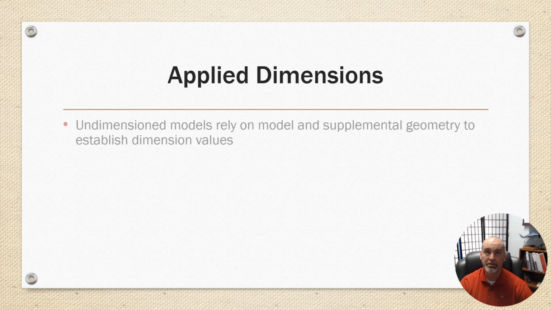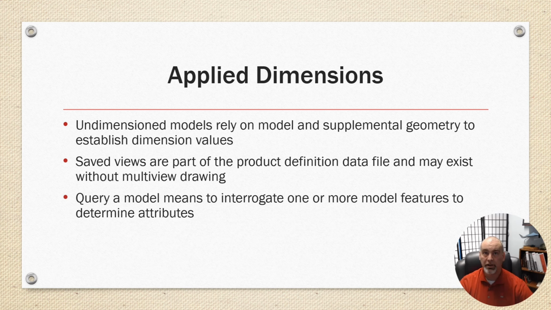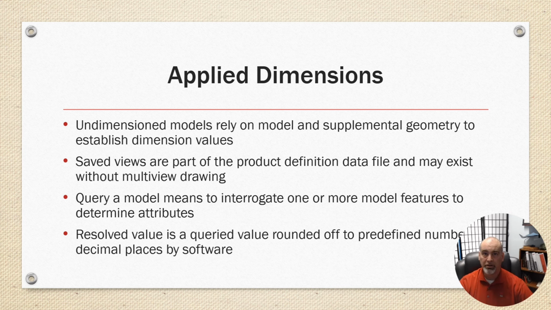Applied dimensions. Undimensioned models rely on model and supplementary geometry to establish dimension values. Saved views are part of the product definition data file and may exist without multi-view drawings. A query method means to interrogate or inspect one or more model features to determine the attributes from the model. Resolved value is a queried value rounded off to the predefined number of decimal places by the software.